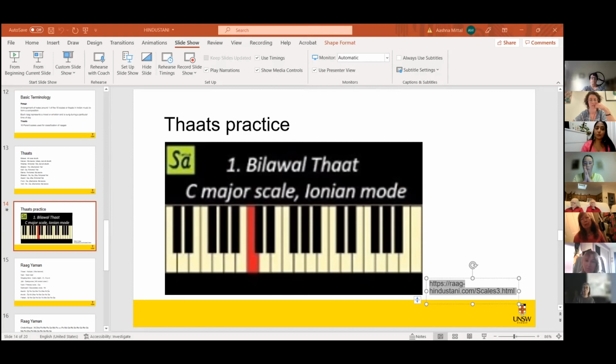So it was just simple, like all original notes. So in Bilawal we had all notes as original sounds. So sa re ga ma pa dha ni sa, sa ni da pa ma ga re sa.